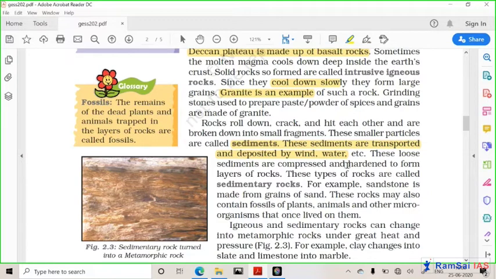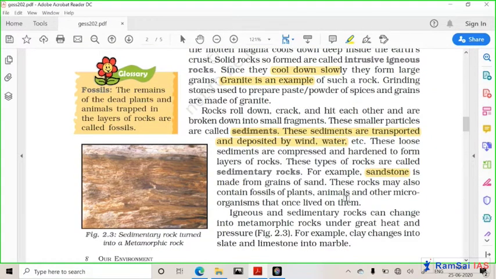An example of that is sandstone. You might have seen sandstone. I think in Mathura sculptures and arts, if you see art and culture, the Mathura sculptures are made up of sandstone. So this sandstone is a sedimentary type of rock.